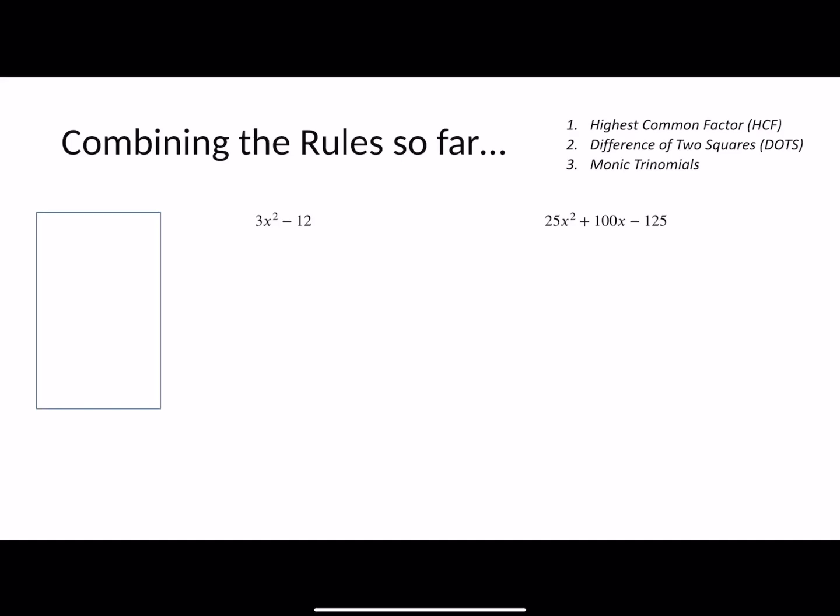Hey everyone, I just thought I'd sneak in a quick bit of revision now. If you remember back to the very start of the video, I mentioned these rules need to happen in order. Now we've done 3 of them. We've done highest common factor, we've done difference of squares, and we've looked at monic trinomials. But I just want to emphasise the importance of doing these in order.